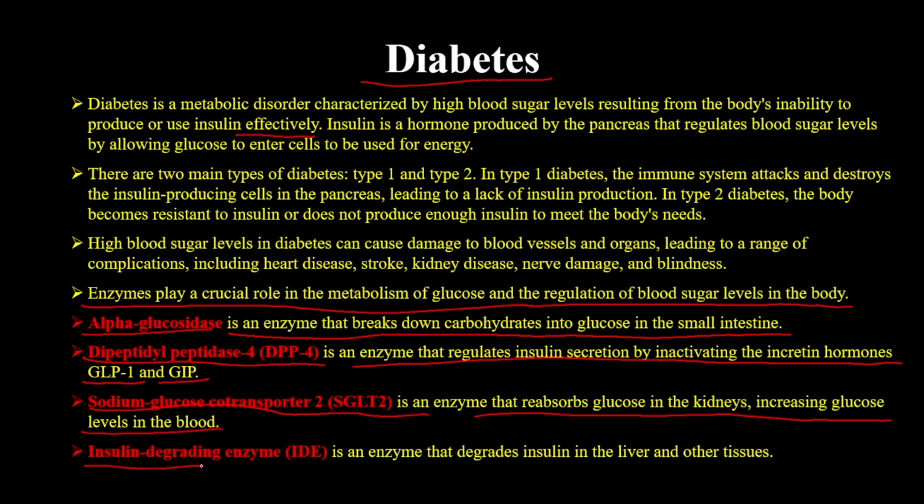And then we also have the insulin degrading enzyme, an enzyme that degrades insulin in the liver and other tissues. So these are the four enzymes which play a very crucial role in regulating the blood glucose level. If you want to develop a drug, you can modulate their activities, and as a result, you can control the blood glucose level.